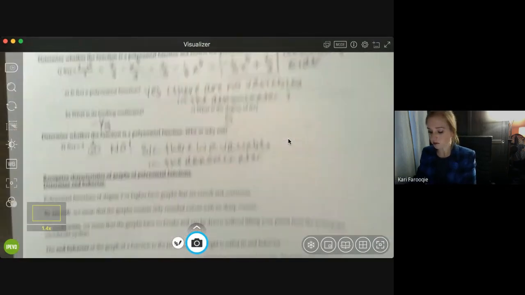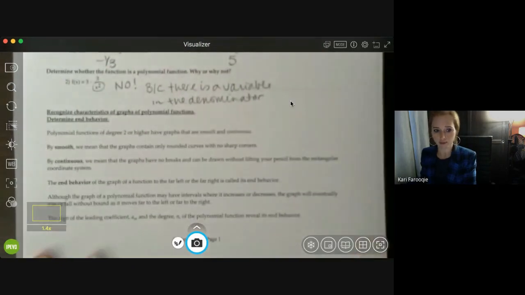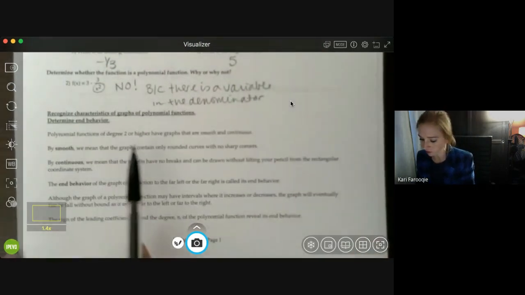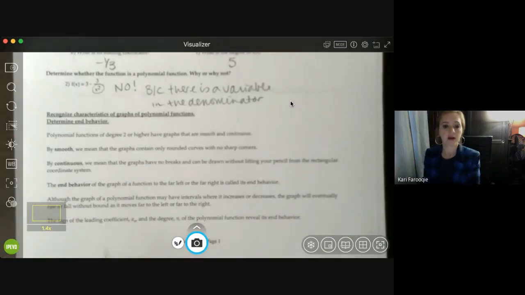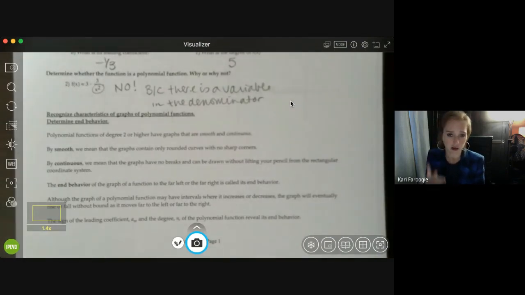Then we talked about the graph of a polynomial function. And we said that polynomial functions of degree 2 or higher have graphs that are smooth and continuous. And don't forget, the reason we specify degree 2 or higher is because technically a first degree polynomial is a linear equation. So it's just a straight line. A second degree polynomial gives you that quadratic.